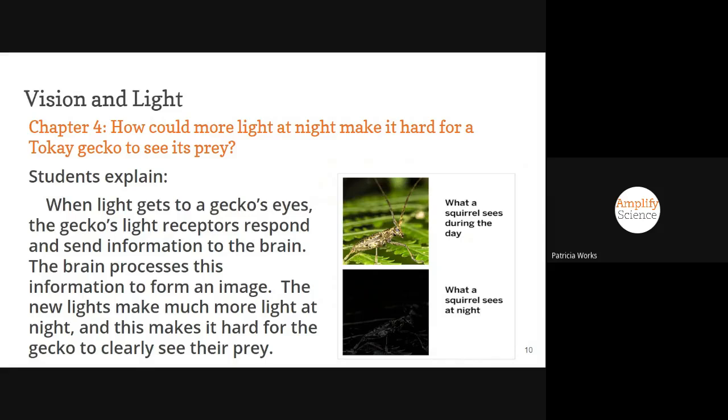By the end of Chapter 4, students explain that when light gets to a Tokay gecko's eyes, the gecko's light receptors respond and send information to the brain. The brain processes this information to form an image. Since the highway lights were installed, there's much more light at night. Tokay geckos have light receptors that form clear images in very low light conditions. So the extra lights at night make it difficult for them to form clear images of their prey.